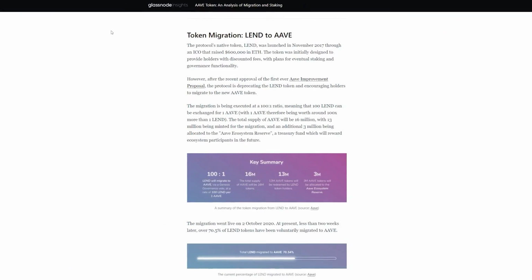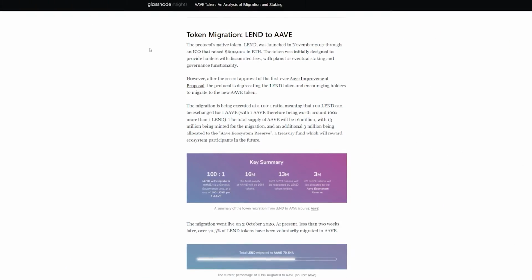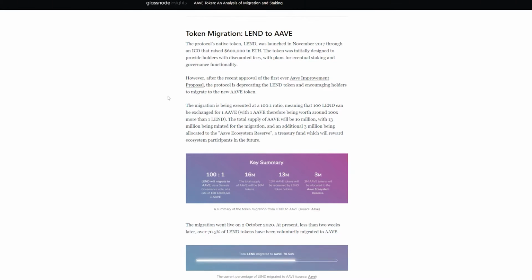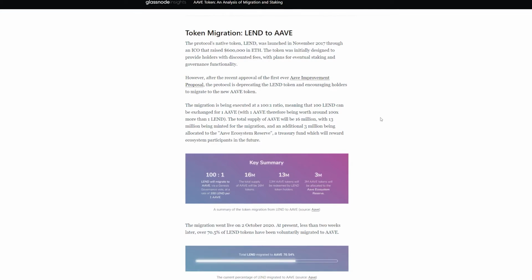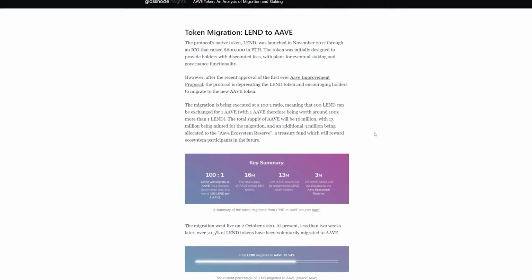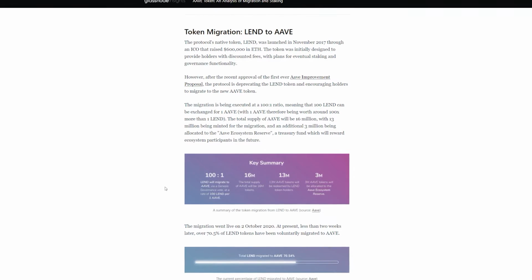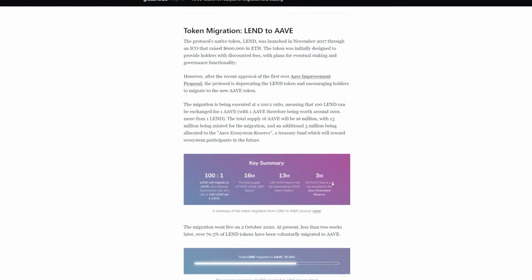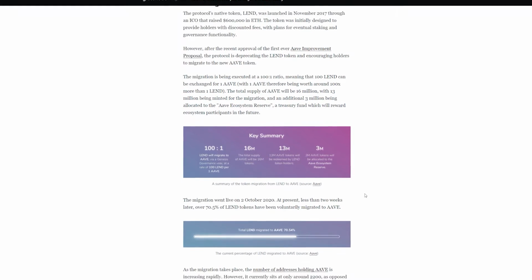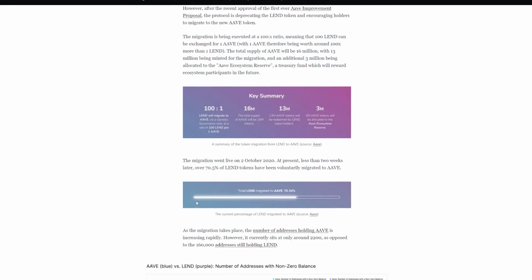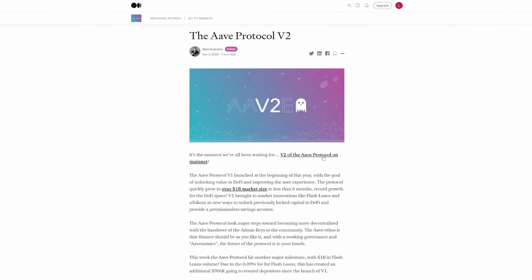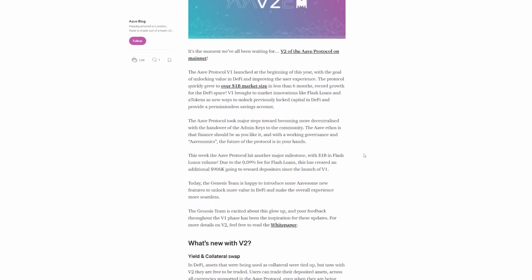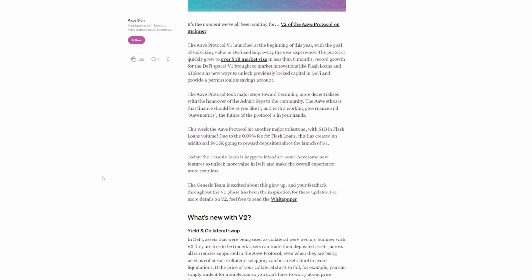Lend was the utility token originally used within the ETHLend platform. With the transition from ETHLend to Aave, it has changed to Aave. The migration process started in October 2020, and Lend coins have been converted to Aave at a ratio of 100:1, meaning 1 Aave for every 100 Lend. Aave has a maximum supply of 16 million, with a circulating supply of almost 13 million Aave tokens.